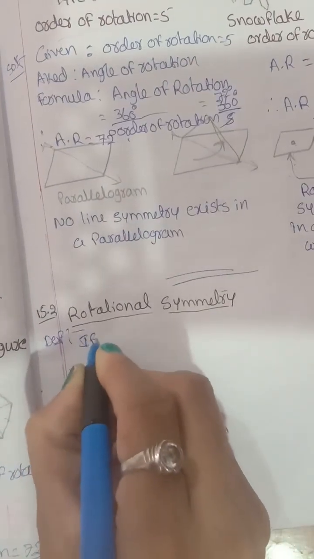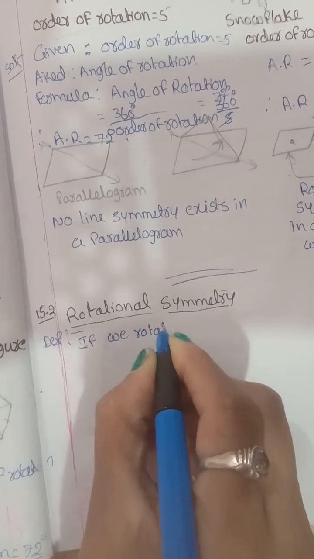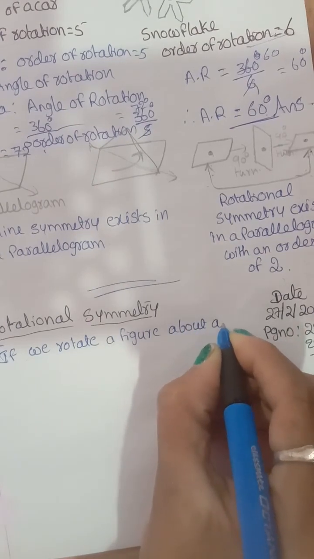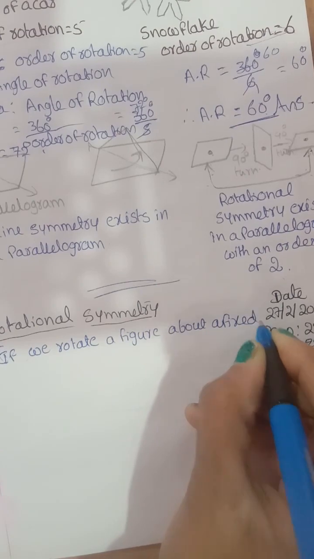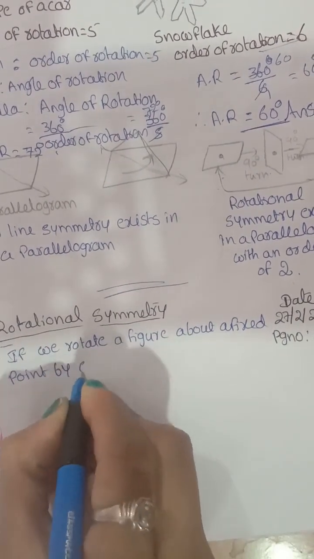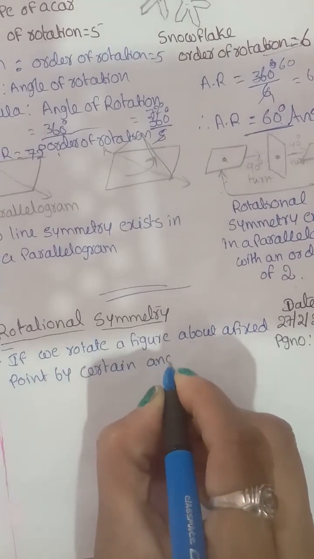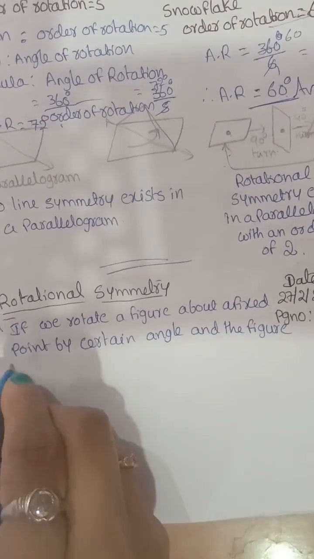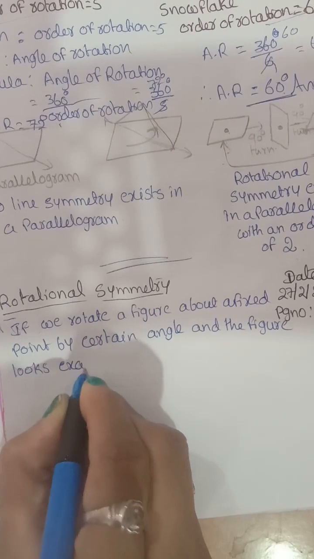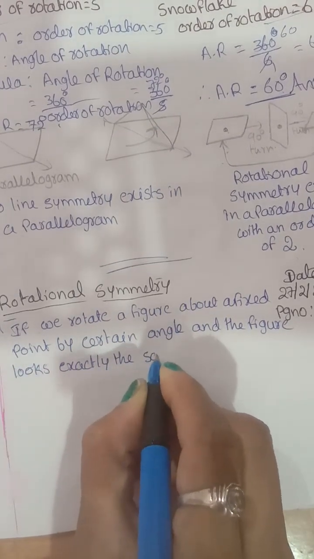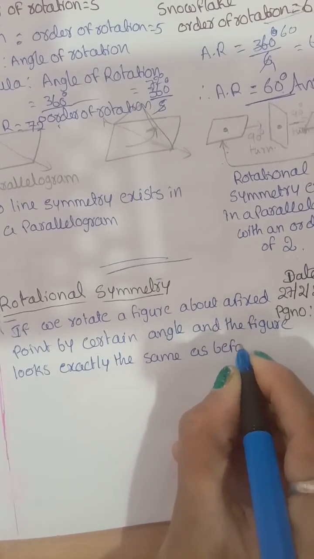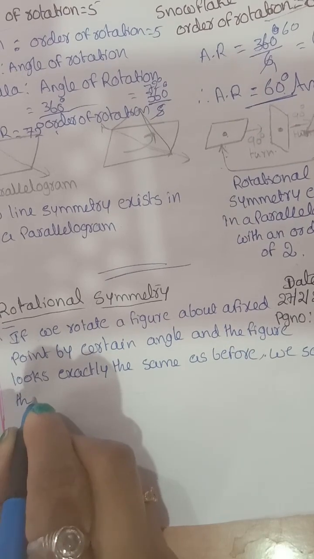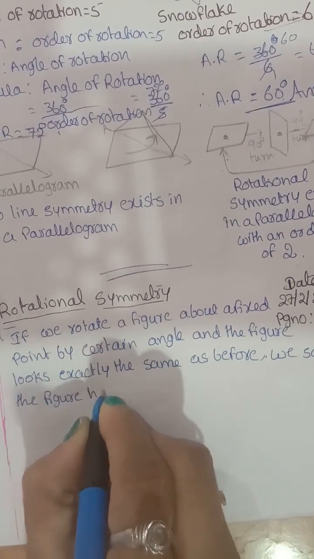Yeah, definition. If we rotate a figure about a fixed point by a certain angle, and the figure looks exactly the same as before, then we say that the figure has rotational symmetry.